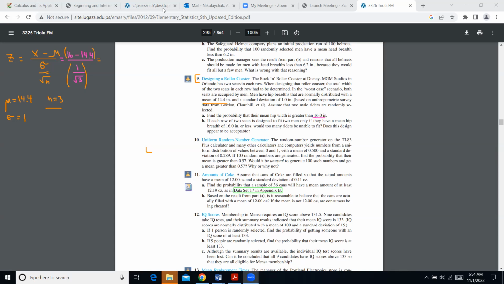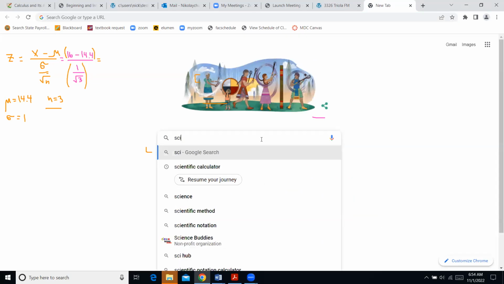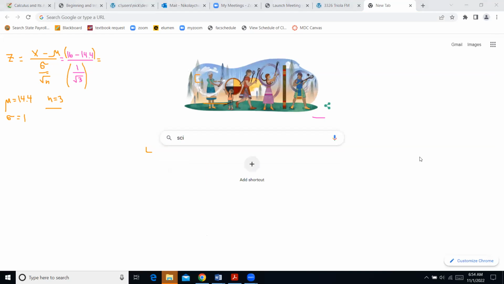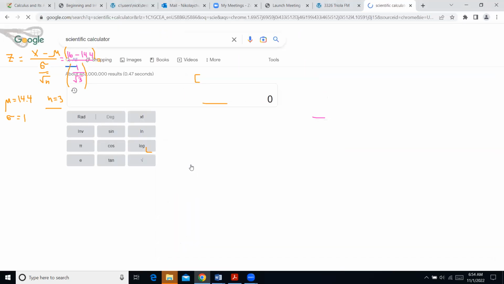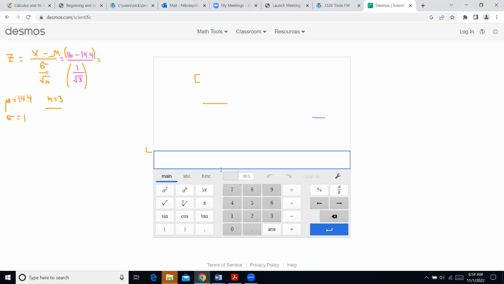So let me get that calculator. I don't see it here. Let me open it up. Scientific calculator. So you just start typing and it appears ready for you right away. So you just select that Desmos. That's the one that I would highly recommend.